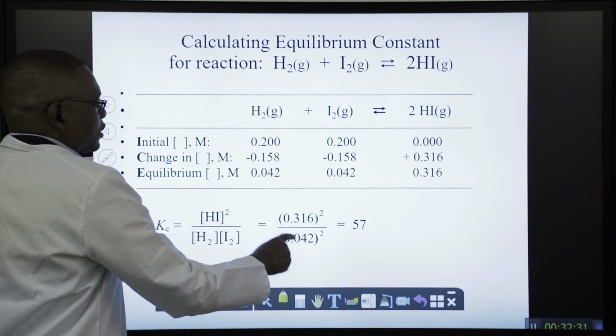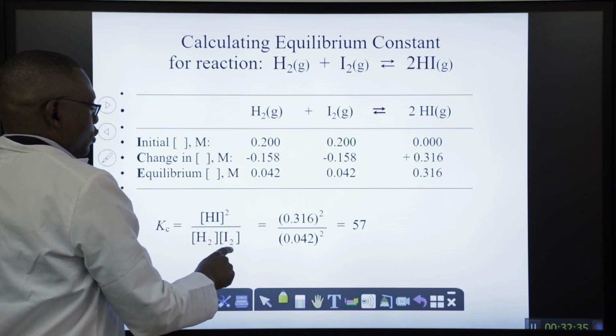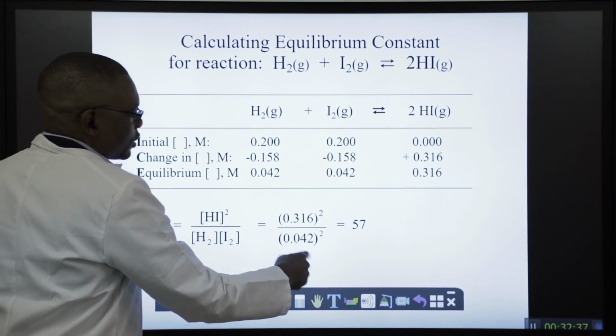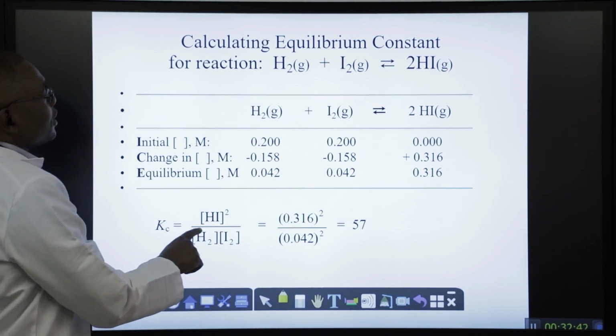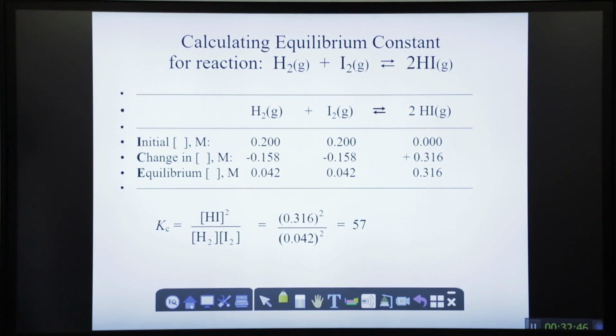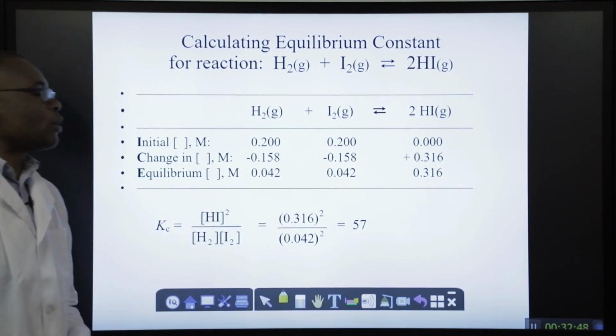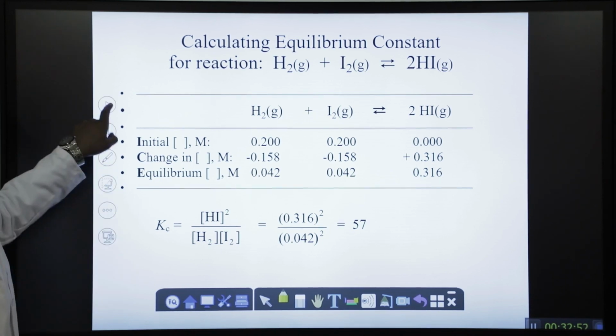And here is the same as saying 0.042 times 0.042, which we can simply square like that. So you see that Kc for this reaction is equal to 57. If you take your calculator and punch in these values carefully, you'll see that this will be 57.